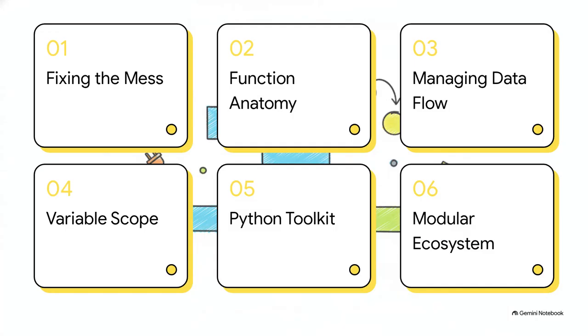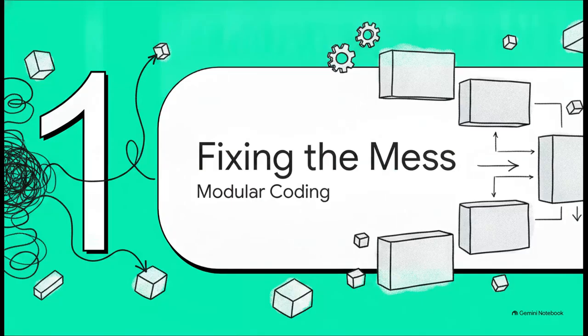Here is our agenda for today's factory tour. First, we'll fix the tangled mess, then break down the anatomy of a function. After that, we'll manage the data flow, understand variable scope, expand your Python toolkit, and finally, bring it all together into a complete modular ecosystem. Let's jump in. Section 1. Fixing the tangled mess, moving to modular coding.